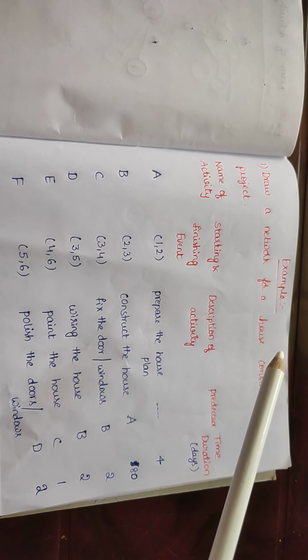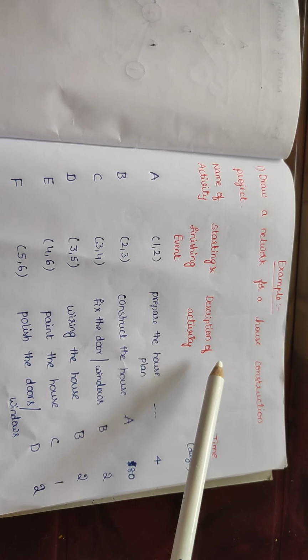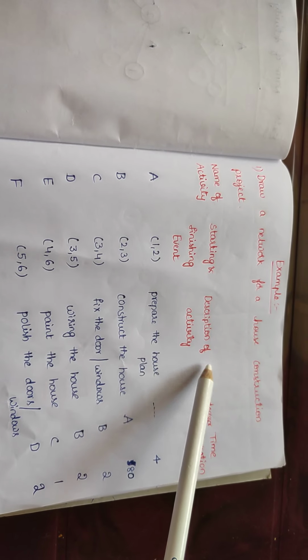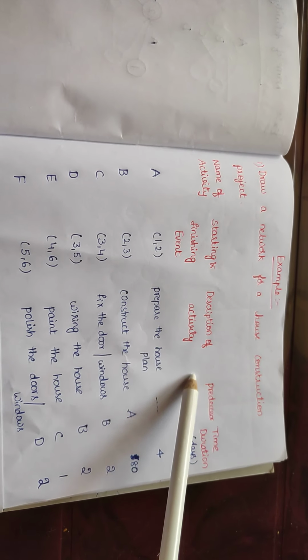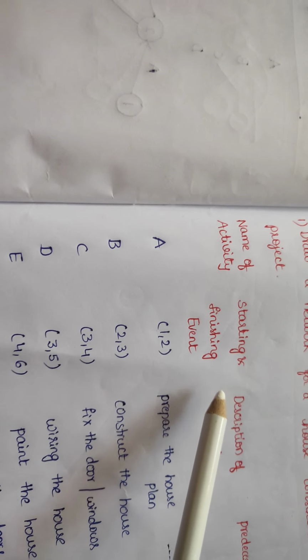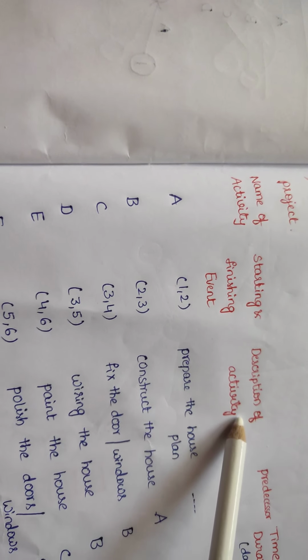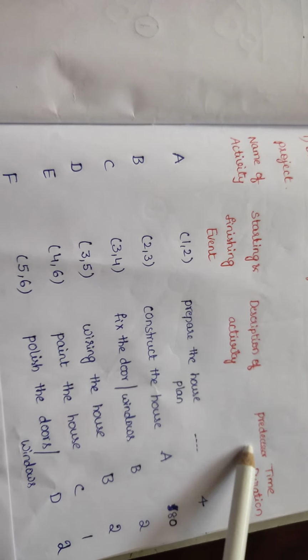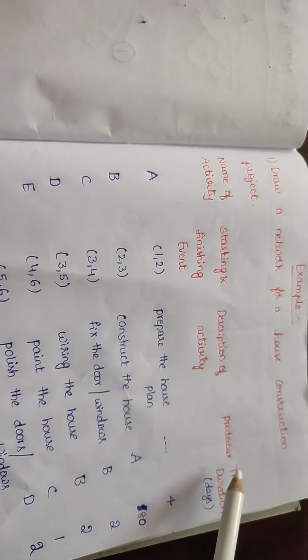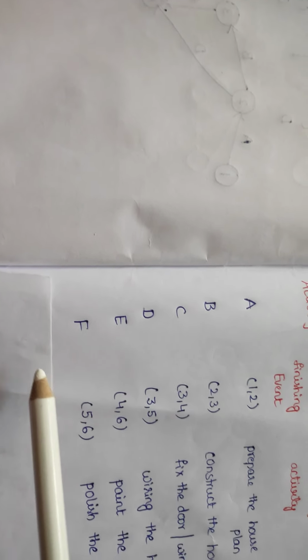Hi everyone. In this lecture, I am going to explain how to draw a network diagram for a project. So here, name of activity, starting and finishing event, description of an activity, predecessor, and time duration were given in the problem. The names of the activities are from A to F.